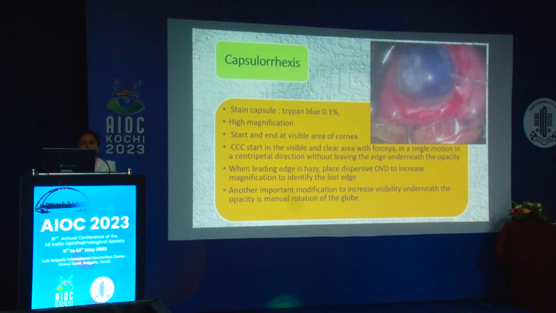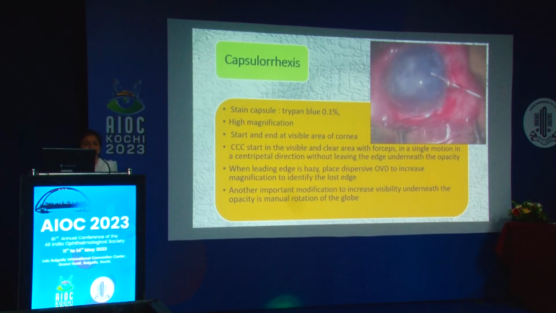Capsular rhexis is another important step. After staining, you should start the capsular rhexis in the visible area where you can clearly see the lens and capsule. Start whichever way you want to start. Use viscoelastics as and when required. This was a case of hypermature cataract, so the liquid fluid was coming out. Drain out the fluid so that you can keep on identifying the capsular edge.